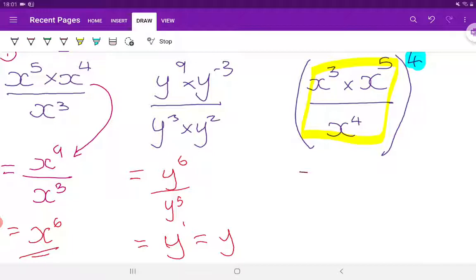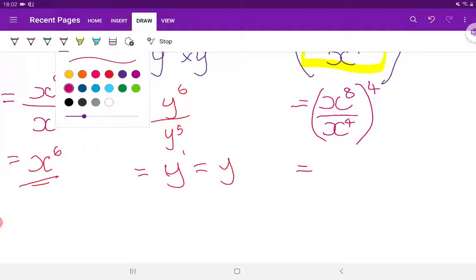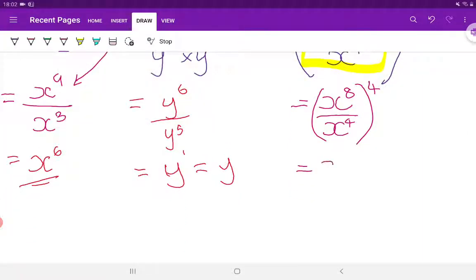Okay, so in the same way as we've done the first two examples, if we tidy up the numerator first of all, that's going to give us x to the power of 8 over x to the power of 4. But not forgetting, we've still got to do that to the power of 4 at the very end once we're tidying it up. Then x to the power of 8 divided by x to the power of 4. Well, we're doing 8 take away 4, which will give me x to the power of 4.